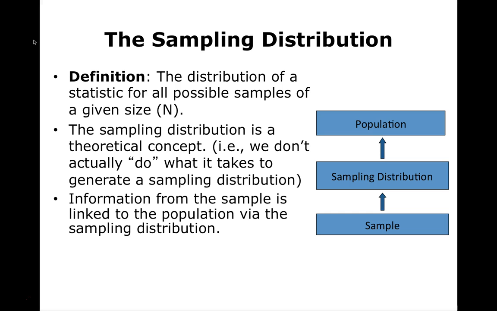And the sampling distribution, your book reviews this. This is a distribution of a statistic for all possible samples of a given size. And the sampling distribution is a theoretical concept, so we don't actually do what it takes to generate a sampling distribution. But we use the information from the sample, and we link that information from the sample to the population via our knowledge of this sampling distribution.